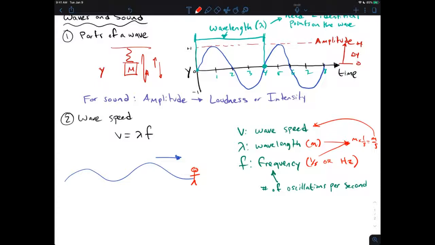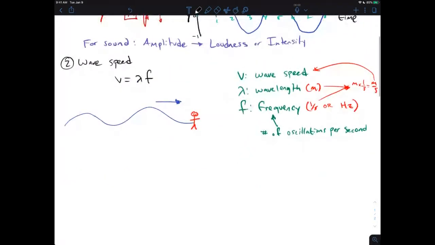Right now I want to go through an example. This example is going to come from our homework. How long is a radio wave with a given frequency?